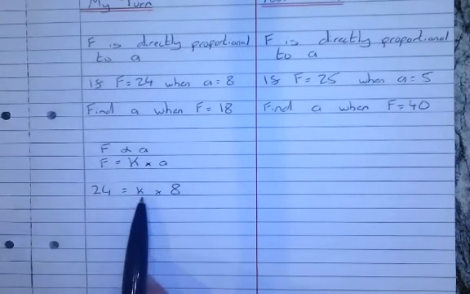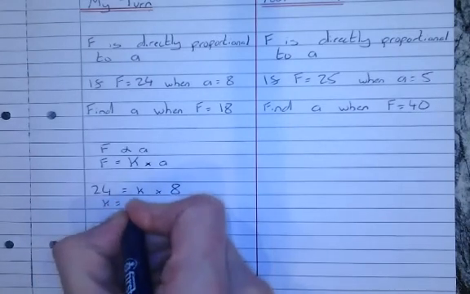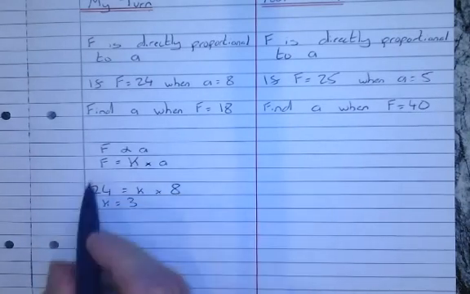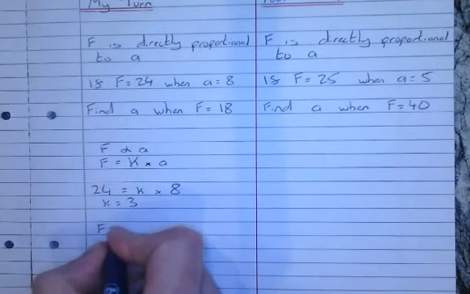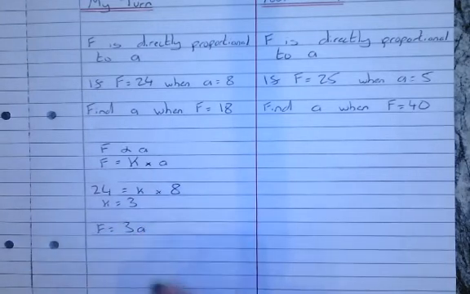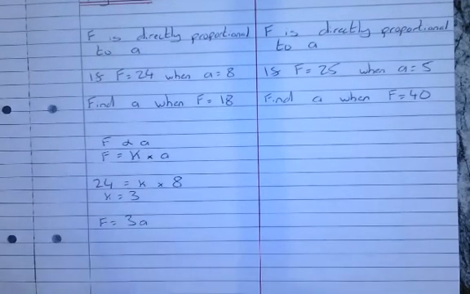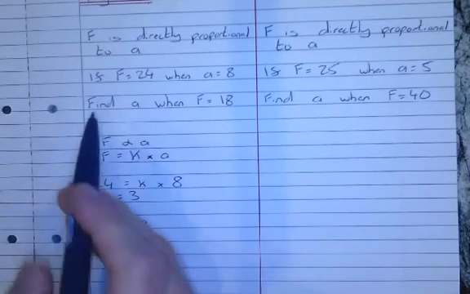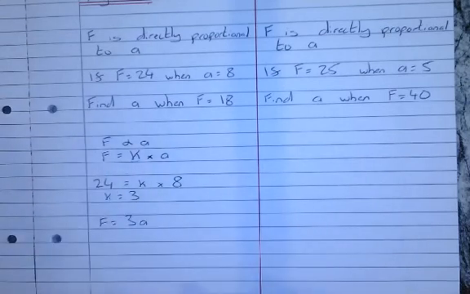And so using that, we can work out, well, 3 times 8 is 24, so k must equal 3. So rewrite your relationship now, so f equals 3a. Okay, so no matter what value you have for f or a, that 3 will always stay the same. It's a constant. Now we can go on to the second part of the question.